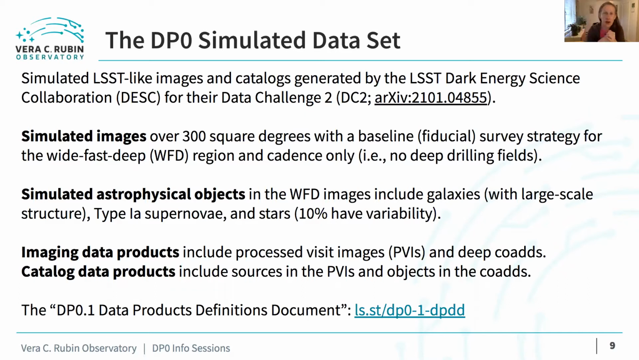The simulated astrophysical objects that went into these images include galaxies, which are distributed on the sky with some large-scale structure, type 1a supernovae, and stars, 10% of which have some variability. The data products that you'll be interacting with are images and catalogs. For the images, you'll have access to processed visit images, the single exposure, or the single place in time and space, and also the 5-year deep coadds. So you'll have access to both of those imaging products. And for the catalog data products, you'll have access to sources in those processed visit images, and also all the objects that are detected in the deep coadds as well.